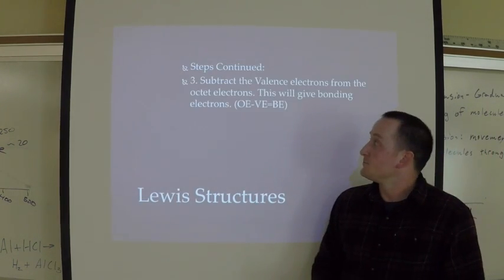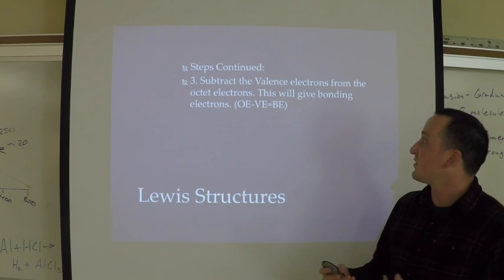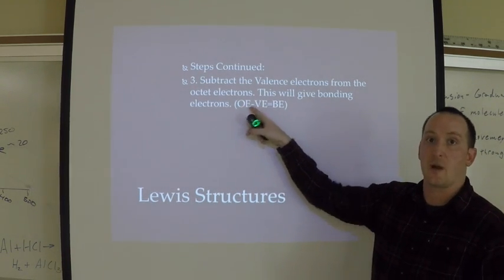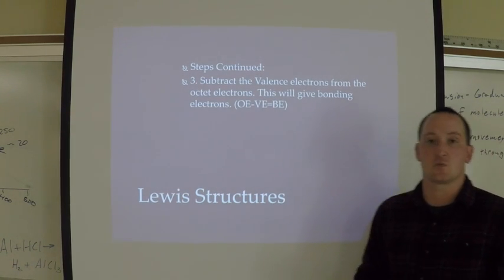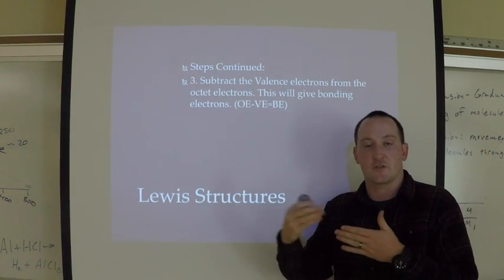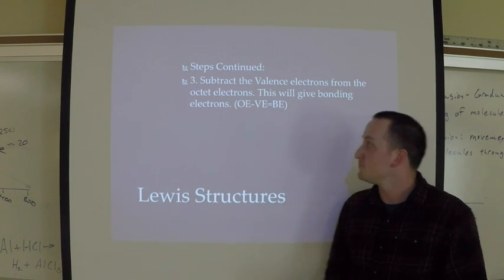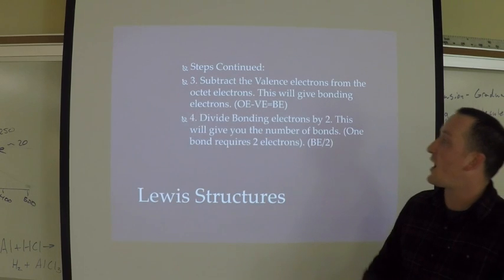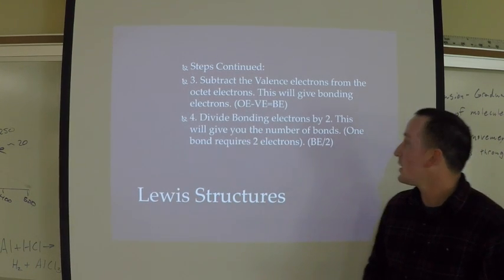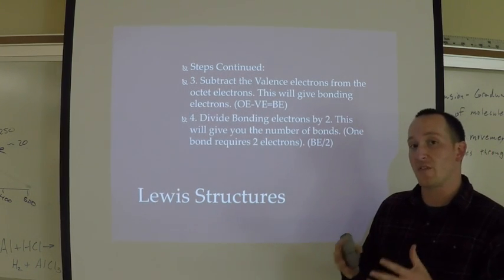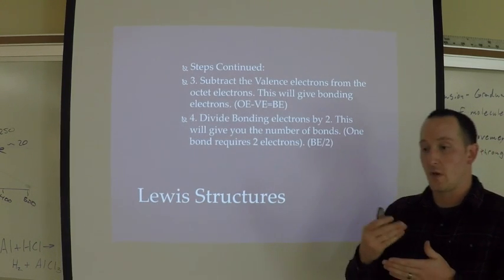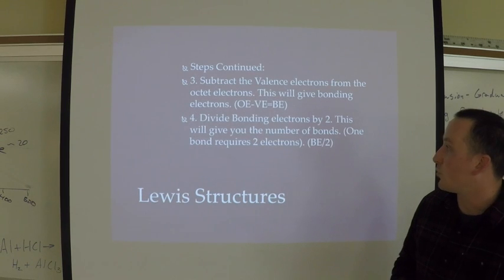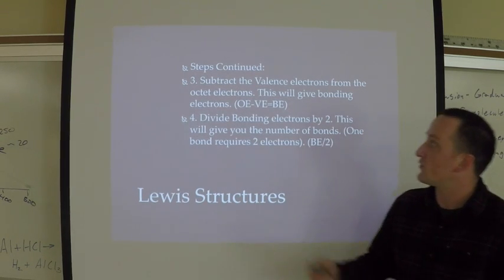Next step that we're going to do is subtract our valence electrons from our octet electrons. In other words, we're going to do OE minus VE, and what that's going to give us is what's called our bonding electrons. These are the electrons that are tied up in the bonds of a molecule. After we do that, we're going to divide our bonding electrons by 2. This will give us the number of bonds that we have to work with, and bonds are what connect these atoms together in our molecule. So we'll do bonding electrons divided by 2. So let's look at that.